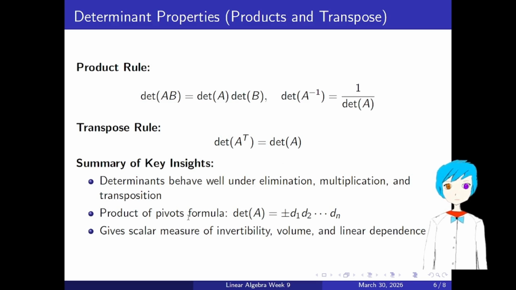Also, if we can obtain the echelon form of A, then its determinant is just plus or minus the product of the pivot variables.